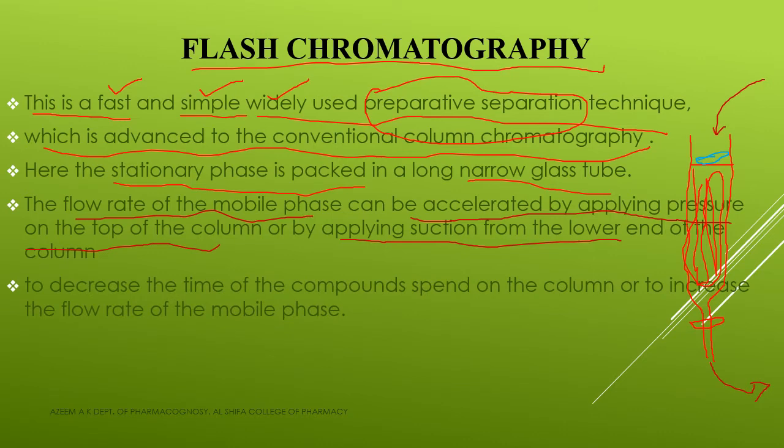Clear? Now, what's the purpose of applying this pressure? So this is used for decreasing the time the components spend on the column. So the contact time of the components with the column is reduced. The pressure is given here in order to reduce or decrease that time.